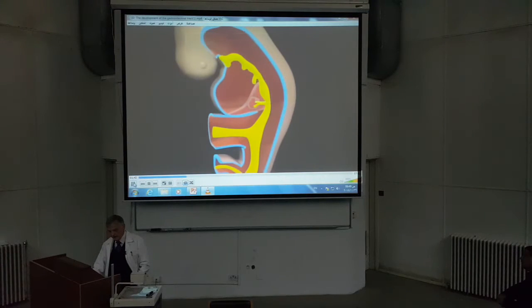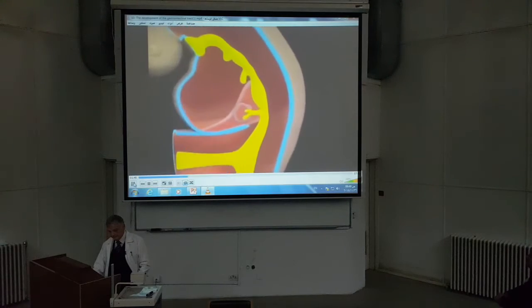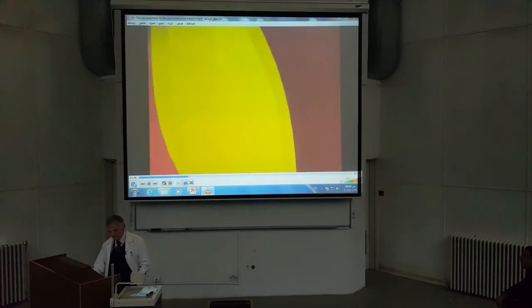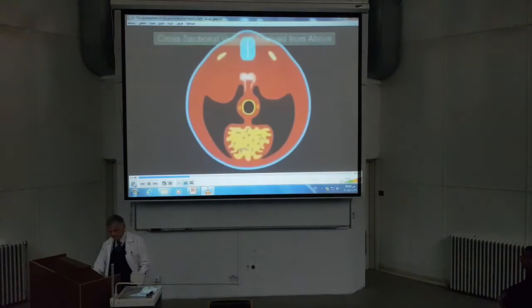Let's look at the area of the stomach. This is the tube. Okay, this is posterior and this is anterior. This is the septum transversum.